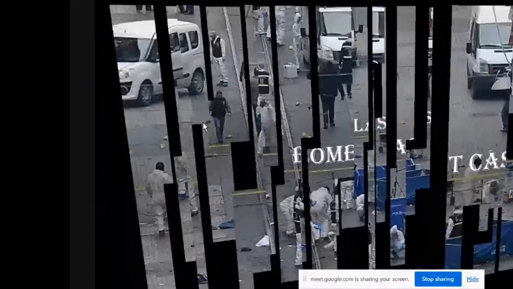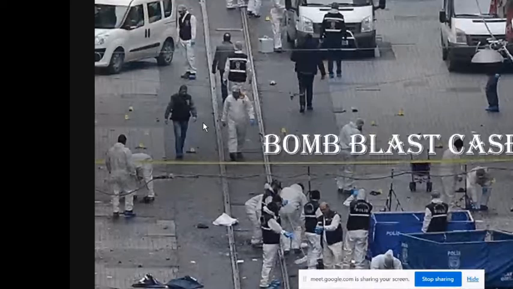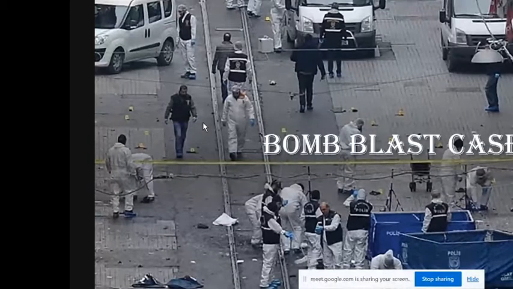In the next example, we see a bomb blast case. In a bomb blast case, generally the forensic department looks for the explosive used, the place where the bomb was planted, and the time the bomb went off. This kind of evidence is generally looked for.